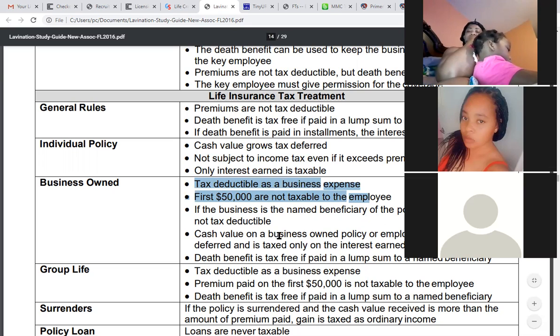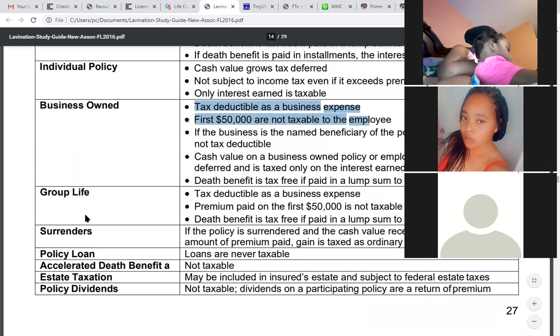Let's see, cash value on a business owned policy or employer policy goes tax deferred as well. Interest will be taxable when they withdraw it. Death benefit is tax-free if paid in a lump sum as well. Group insurance: tax deductible as a business expense. Premium paid on the $50,000 is tax deductible. But death benefit is tax-free if paid in a lump sum. So even though it's tax deductible, the death benefit is tax-free.